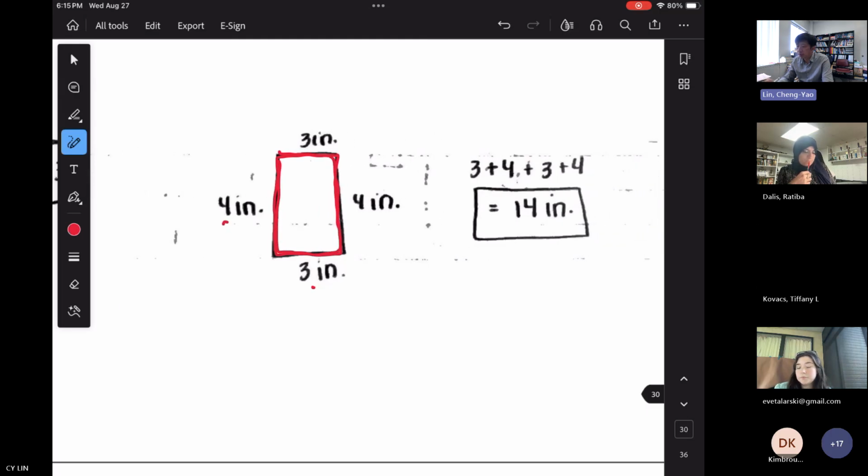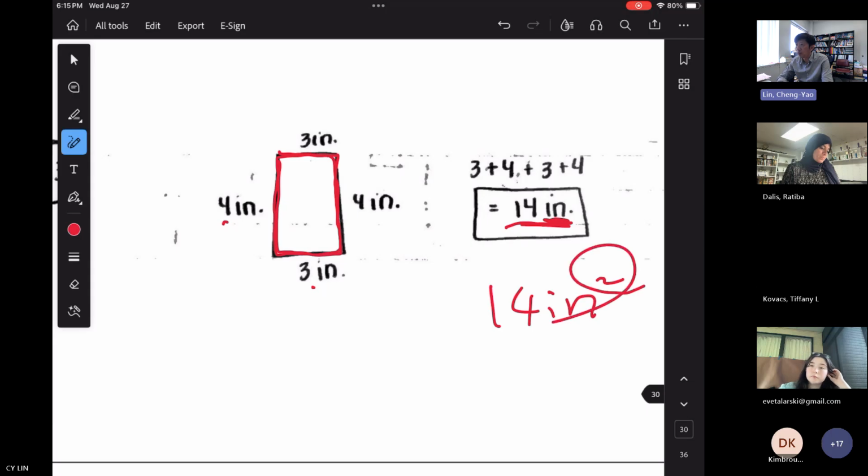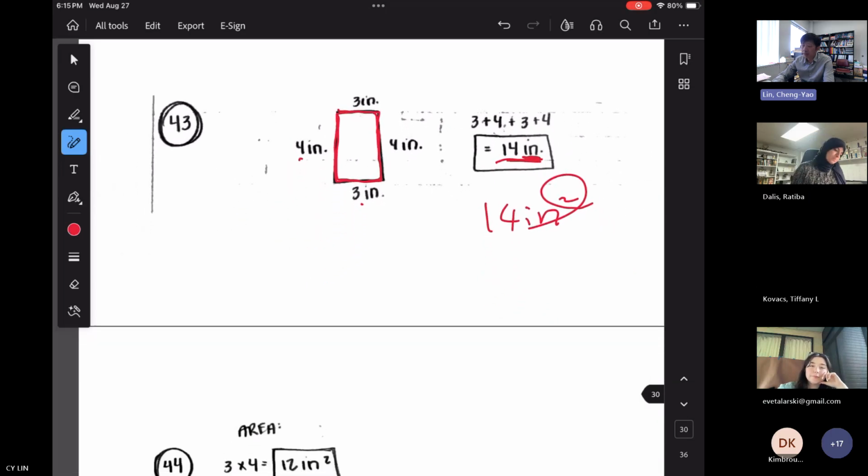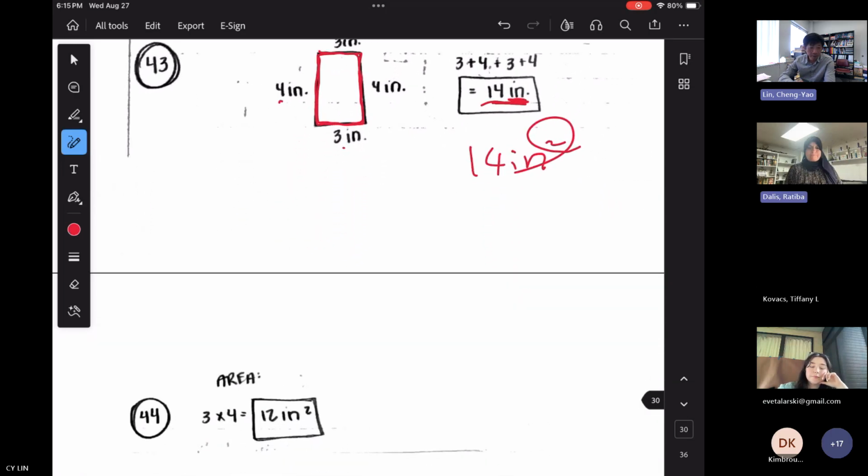And many people make a mistake because they need to give me a unit, okay? So actually it's 14 inches, or 14 inches squared. Which one is correct? 14 inches, right? But why not squared? That would be the area. Then next, I want to explain this to you, okay?